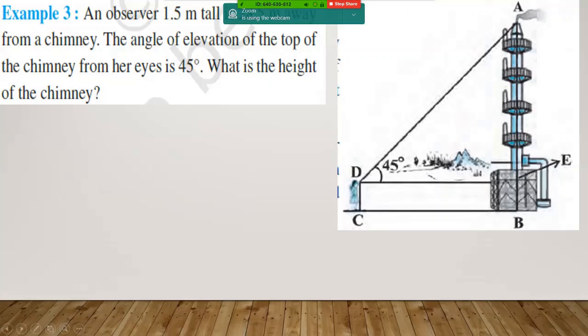Okay, now can you see DCBE? This is nothing but a rectangle. Fine. So DC is 1.5, CB is 28.5. Similarly, this part DE is also how much? DE is also 28.5, because this is a rectangle.